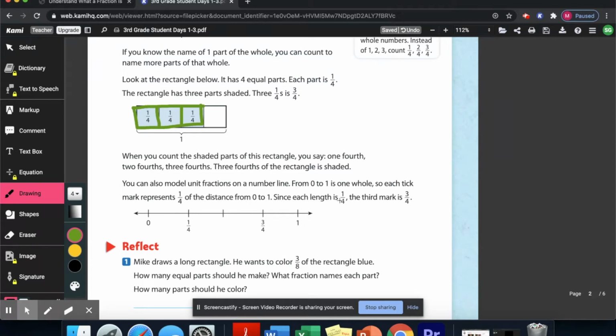Since each length is 1/4, the third mark is 3/4. So to use a number line with fractions, and we're going to use this same example, you have 3 1/4 filled in, and we know 1 is a whole number, and that is the entire rectangle. If it was completely full, it'd be 1 whole. So we have 1/4 filled in, 2/4 filled in, and then our 3/4. So that would show us that 3/4 of that rectangle is shaded.